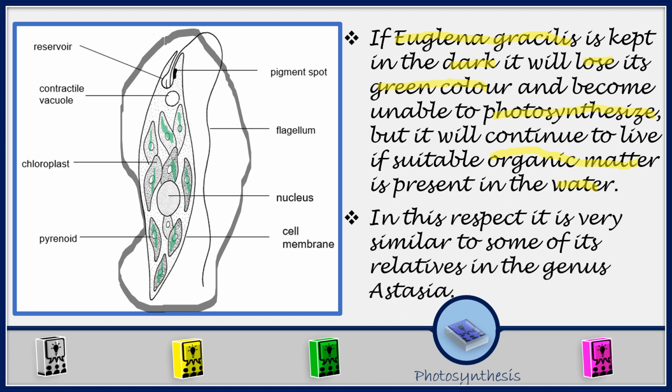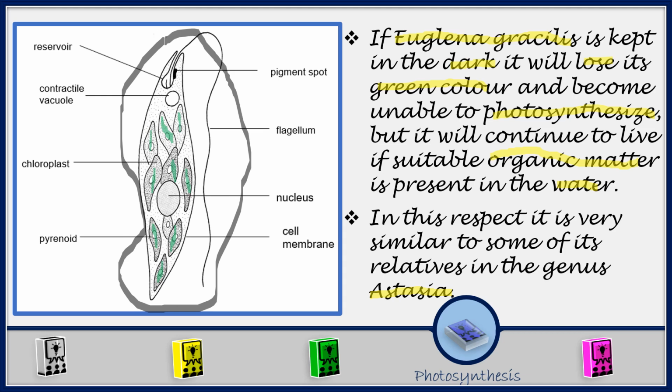In this respect, it is very similar to some of its relatives in the genus Astasia. Meaning that if you put our Euglena in an environment which lacks light, it will lose its color and it will not carry out photosynthesis. That means that it will not be able to make its own food.